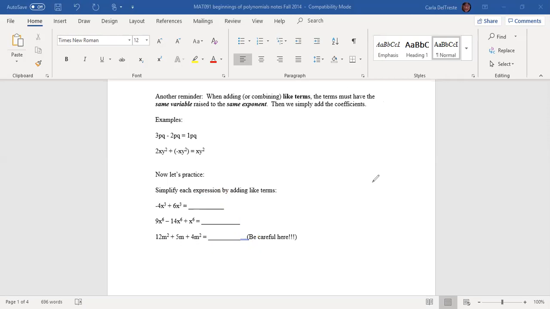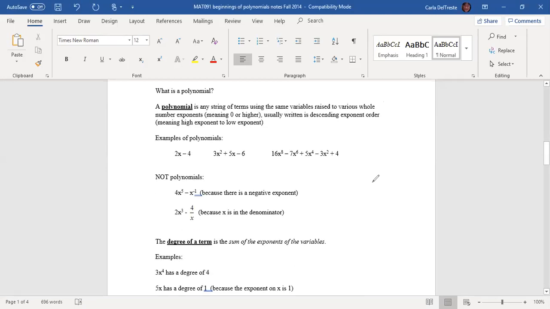Okay, if we keep going down the page, now we get into specifically polynomials. So polynomials are strings of terms raised to whole number exponents. And they're usually written in descending exponent order, which we'll talk about later, meaning the highest down to the lowest. So some examples of polynomials would be 2x minus 4, plain variables raised to positive whole exponents.